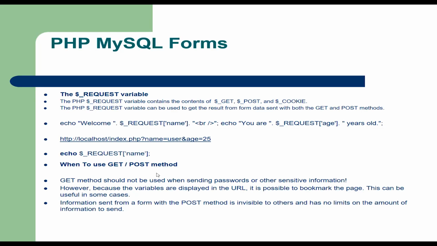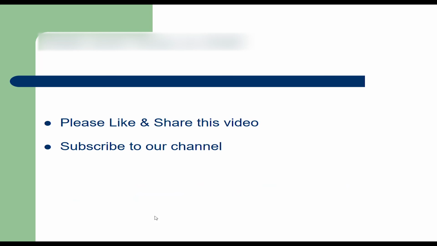After exploring $_REQUEST, let us see when it is better to use method equal to get or method equal to post. The get method should not be used when you are sending sensitive information like passwords, because the data will be displayed as a part of the URL and it can be bookmarked. But as we discussed earlier, if you are working on a search page, then it is better to use the get method. And the data that we send using the post method is not visible in the address bar of the browser. So this brings us to the end of this lesson.